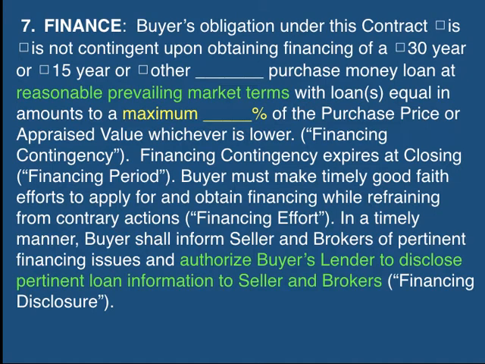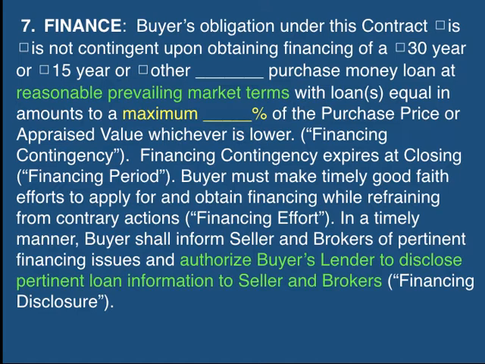But if it's contingent on getting a mortgage, then you put it is contingent. And then you need to check a box. Is it a 30-year, a 15-year, or other? Most of the time, probably 99% of the time, it's going to be a 30-year. And then the other, if it's a 30-year mortgage, you put NA in that blank after other.